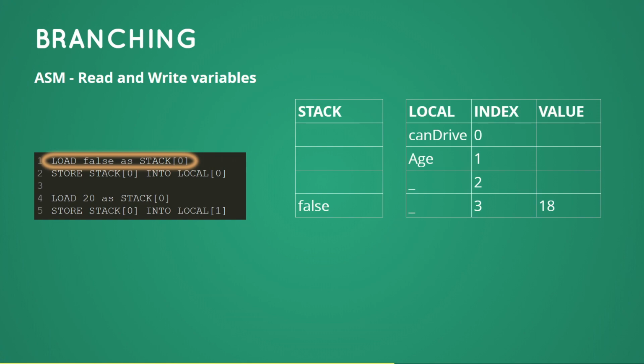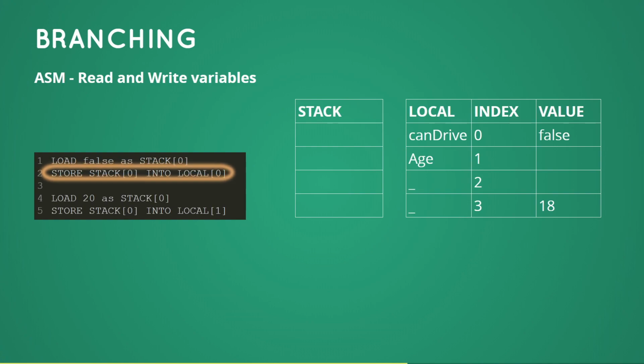Here we see false being pushed into the stack. We then pop out that element from the stack into the first element, or the 0th element, which would be can drive. Pay attention to the index here, 0, and that is can drive. And that would be evaluated false based on the stack.